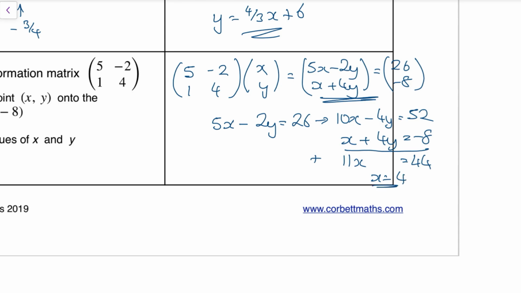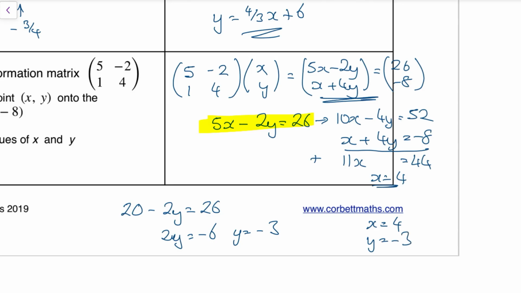Now let's put this back into, it doesn't really matter, let's just use this one here. If I put it back in, that means 5 times x, which is 4, so 20 - 2y = 26, which means 2y = -6, which means y = -3. So my final answer is x = 4 and y = -3. And that is today done.